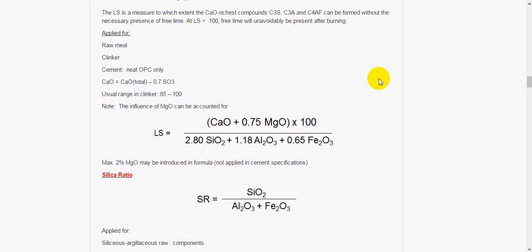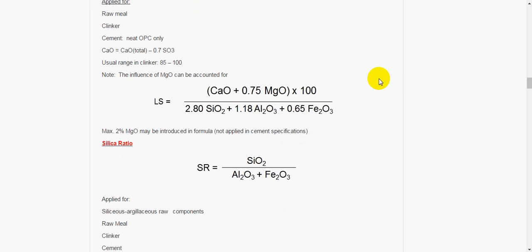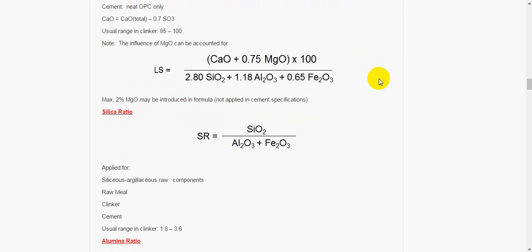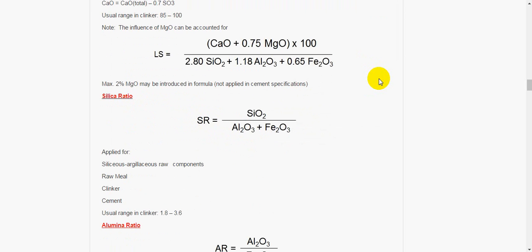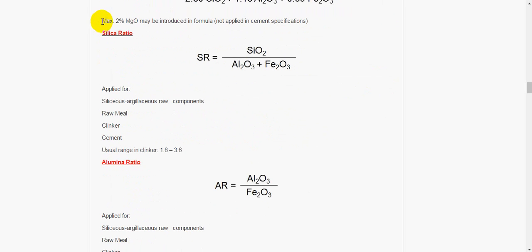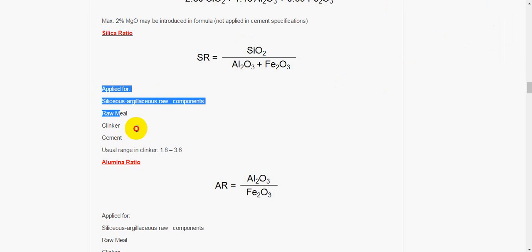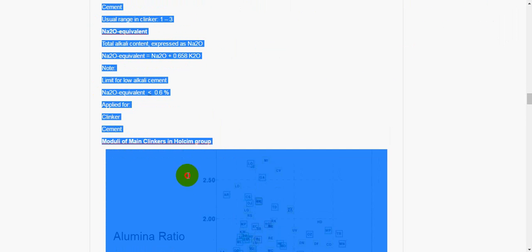The LS is a measure of the extent to which the calcium-rich compounds C3S, C3A and C4AF can be formed without the necessary presence of free lime. At LS 100, free lime will unavoidably be present after burning. Applied for raw meal, clinker, cement. For PC only, CaO equals CaO total minus 0.7 SO3. Usual range in clinker 85 to 100. Note: the influence of MgO can be accounted for. Max 2% MgO may be introduced in the formula, not applied in cement specifications.